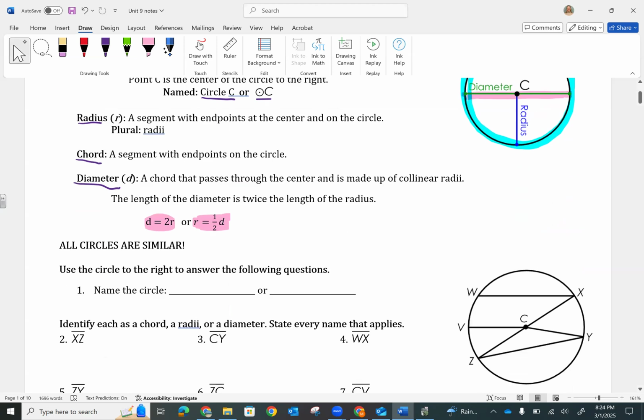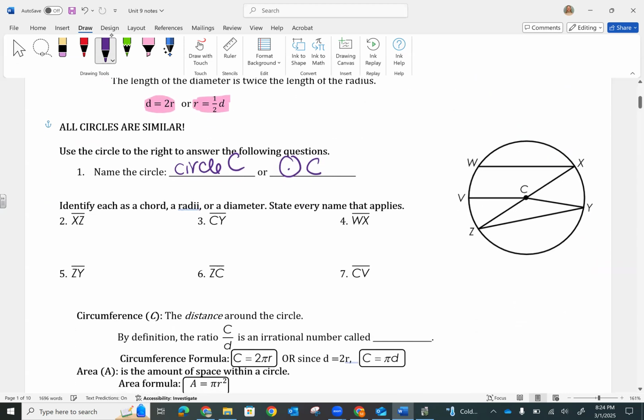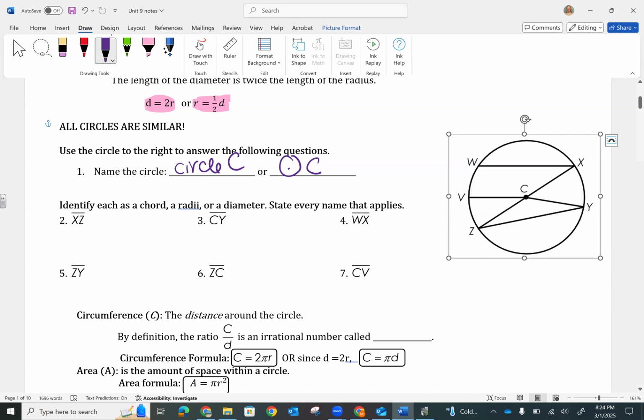The next thing is that all circles are similar, proportional to each other, because they're the same shape. And so they are dilations of each other. If you name the circle that's to the right, you could call it circle C, or draw a circle and write circle C. Then in this picture on the right, the segment formed between X and Z is a chord, but because this chord goes through the center of the circle, you're going to call it the diameter.